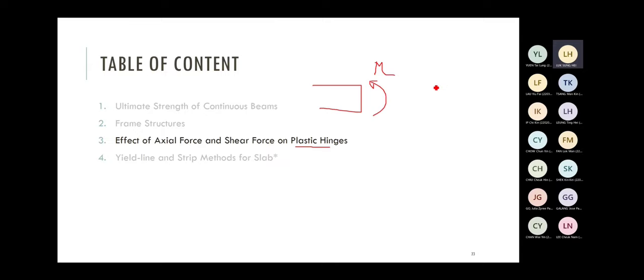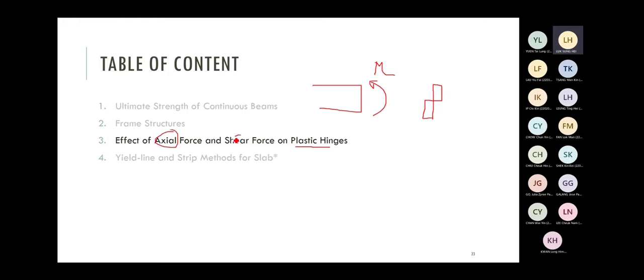Right? For pure bending, you can draw the stress profile easily. I believe that all of you know the stress profile for a beam under pure bending at the fully plastic stage, all section yielded in tension or compression. But what happens if there is also axial force or shear force acting on the same section? That is the idea we would like to know in this particular section.